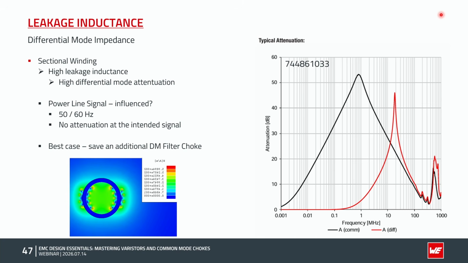So in case of power line applications, our desired signal has a frequency of 50 or 60 Hertz. So even if we have a higher differential mode attenuation, we will not influence the 50 Hertz signal, as the attenuation starts at a much higher frequency, which you can see here between 100 kilohertz and 1 megahertz. So in the best case, our common mode choke could attenuate common and differential mode noises, and maybe you don't need an additional differential mode filter choke.